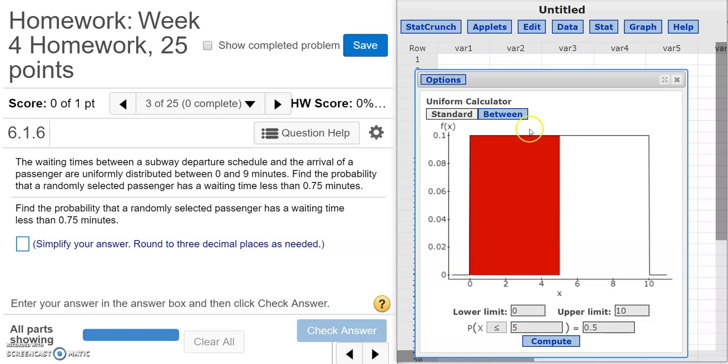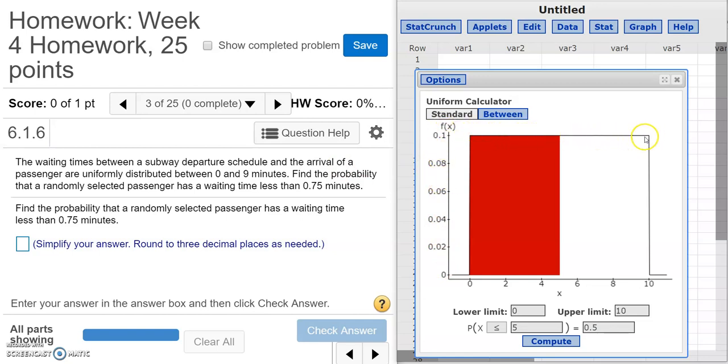Now, this picture looks like a rectangle. Why does it look like a rectangle? Because again, we're talking about the uniform distribution. Uniform means it's all the same. So it means no matter what value you have for your random variable, in our case, that's the waiting times between the subway departure and the arrival of the passenger, the probability, which is located here on the vertical axis, is always the same. It's uniform.